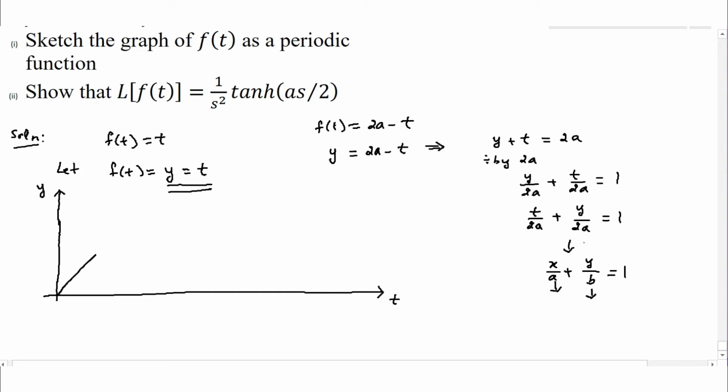Here a and b in this case both are 2a itself. So if I want to plot the graph, I need to get the x and y intercepts. The a value is 2a, and the b value is also 2a. So a corresponds to your x-axis, but here your x-axis is the t-axis. So on the x-axis you have to get 2a.